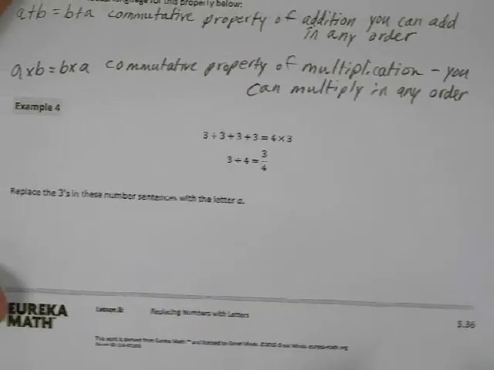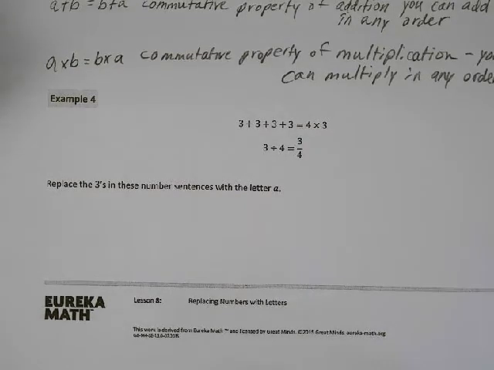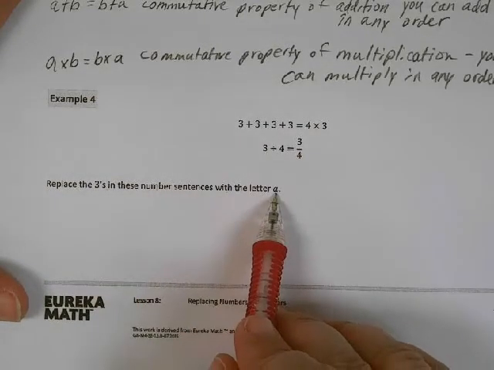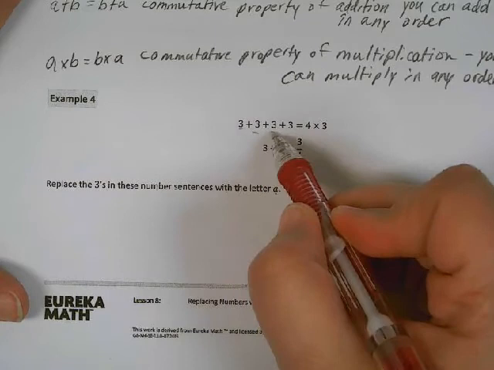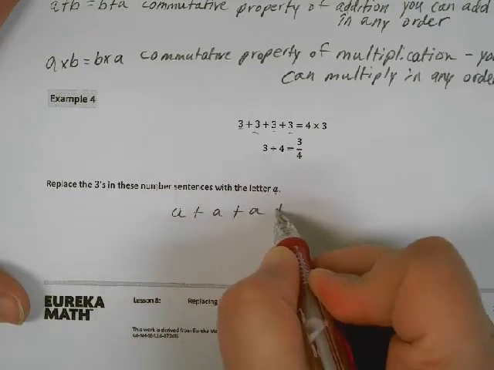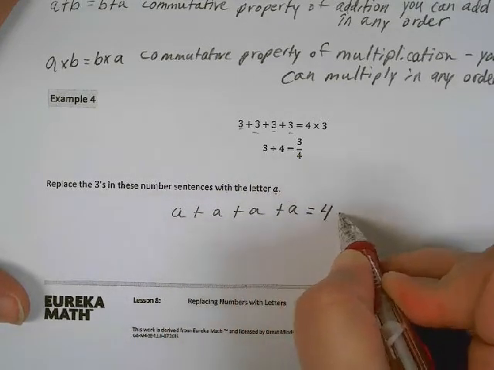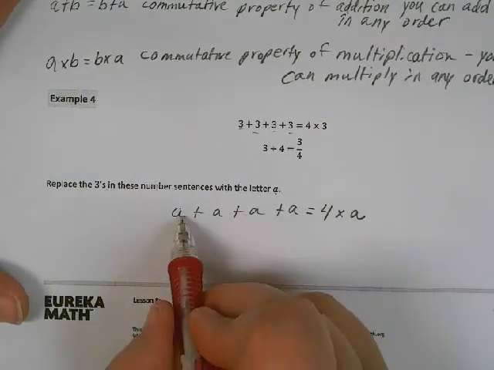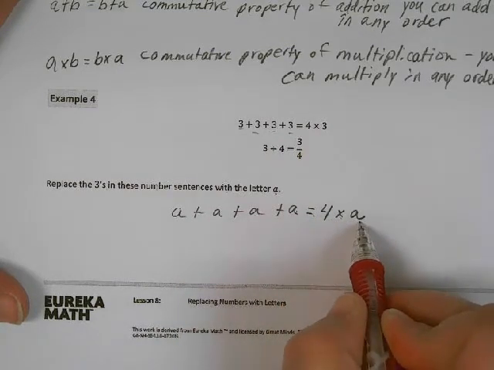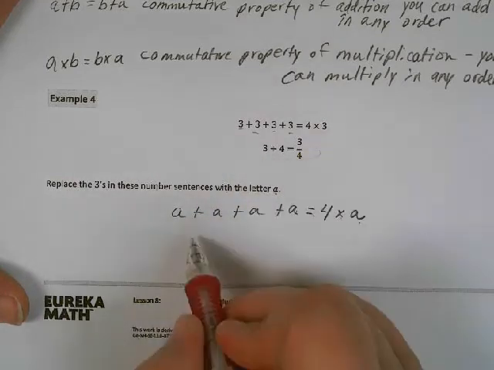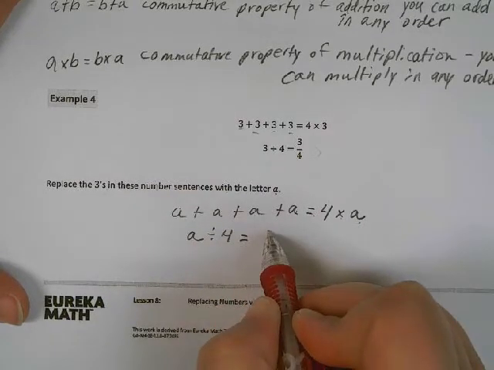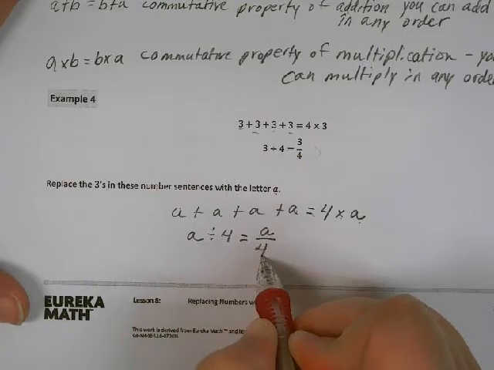Now for this next example, they want us to replace all the 3's in this number sentence with the letter A. So every place where I see a 3, I'm going to write the letter A. So A plus A plus A plus A is equal to 4 groups of A. So I can see I have 1, 2, 3, 4 A's, and that's the same as 4 times A. In this next one, I have A divided by 4 is the same as A is the numerator and 4 is the denominator.